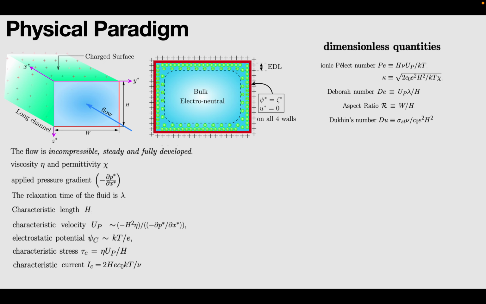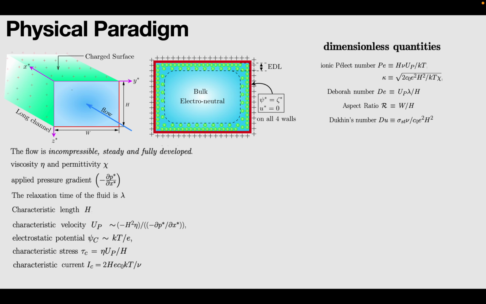And the layer closest to the wall is called a Stern layer, and we assume that it has a known electrostatic potential of zeta star. Now remember that whenever you use star for a quantity, it refers to a dimensional quantity, and non-dimensional quantities are written without a star. We have chosen this convention because we'll be predominantly working with non-dimensional quantities. Now let's look at other aspects of it.